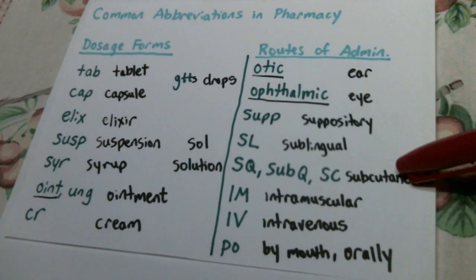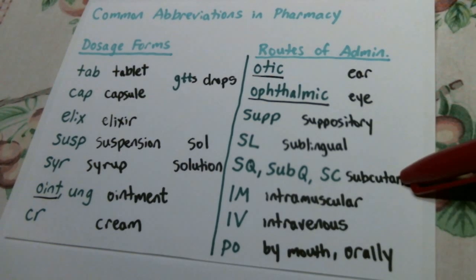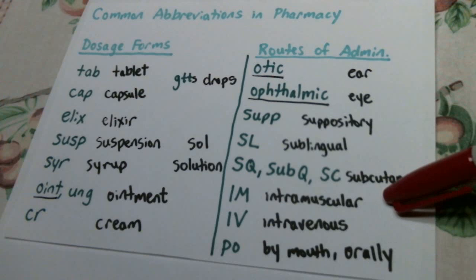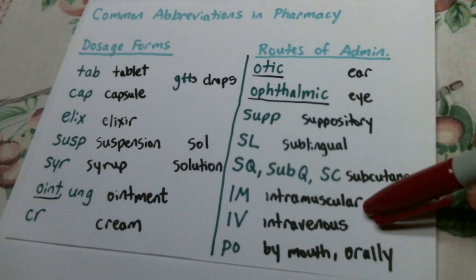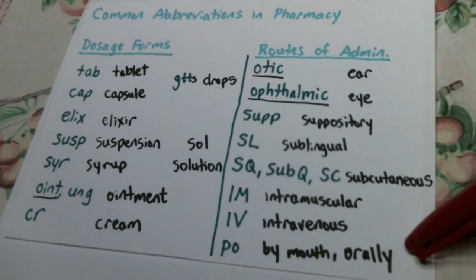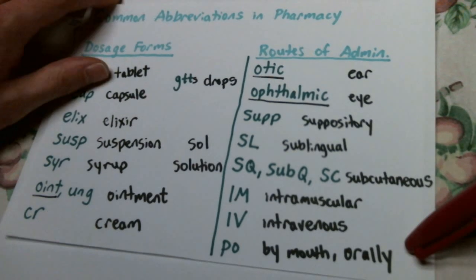You may see SQ, SC, or subQ, and that's for a subcutaneous injection, which is simply a shot that you receive in the fat pad beneath the skin. IM is for an intramuscular injection. IV, something that you'll see in the hospital, is for an intravenous injection, or something that's administered right into the bloodstream. And PO are medications that are given by mouth, or simply given orally.